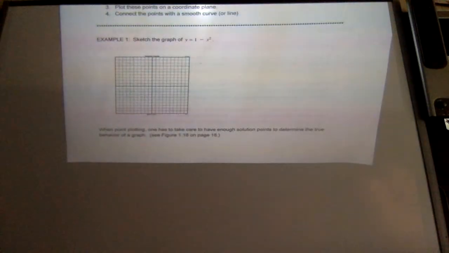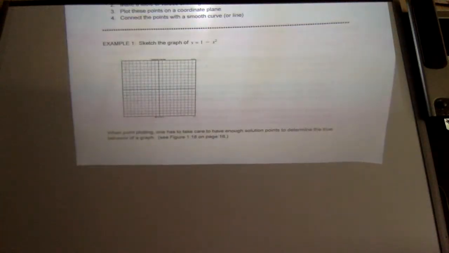What do you notice here? What type of graph do I have? This is a review. It's an x squared. It's a parabola. Quadratic function. What does that negative in front of the x squared do? Flips it upside down, and then that 1 does what? Moves it up 1. So where is the vertex of this graph going to be? 0, 1.